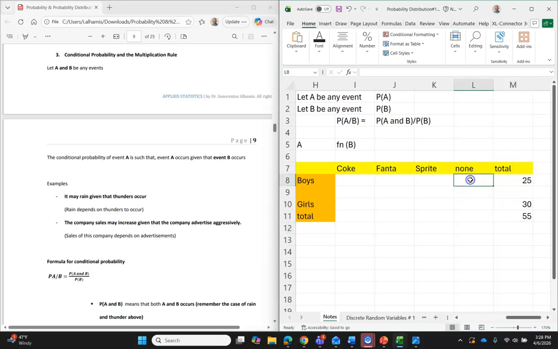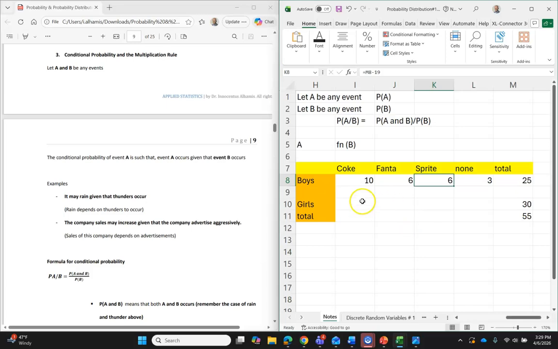Let's say about 3 boys, they don't drink any kind of soda. Let's say 10 boys drink Coke, and let's put any value there, like 6 will drink Fanta, the remainder will drink Sprite. So when you add them, they are 19. So I'm going to put an equal sign here and click on 25 minus 19. This value here is 6. So that is for the boys. And remember, we are just assuming these values.